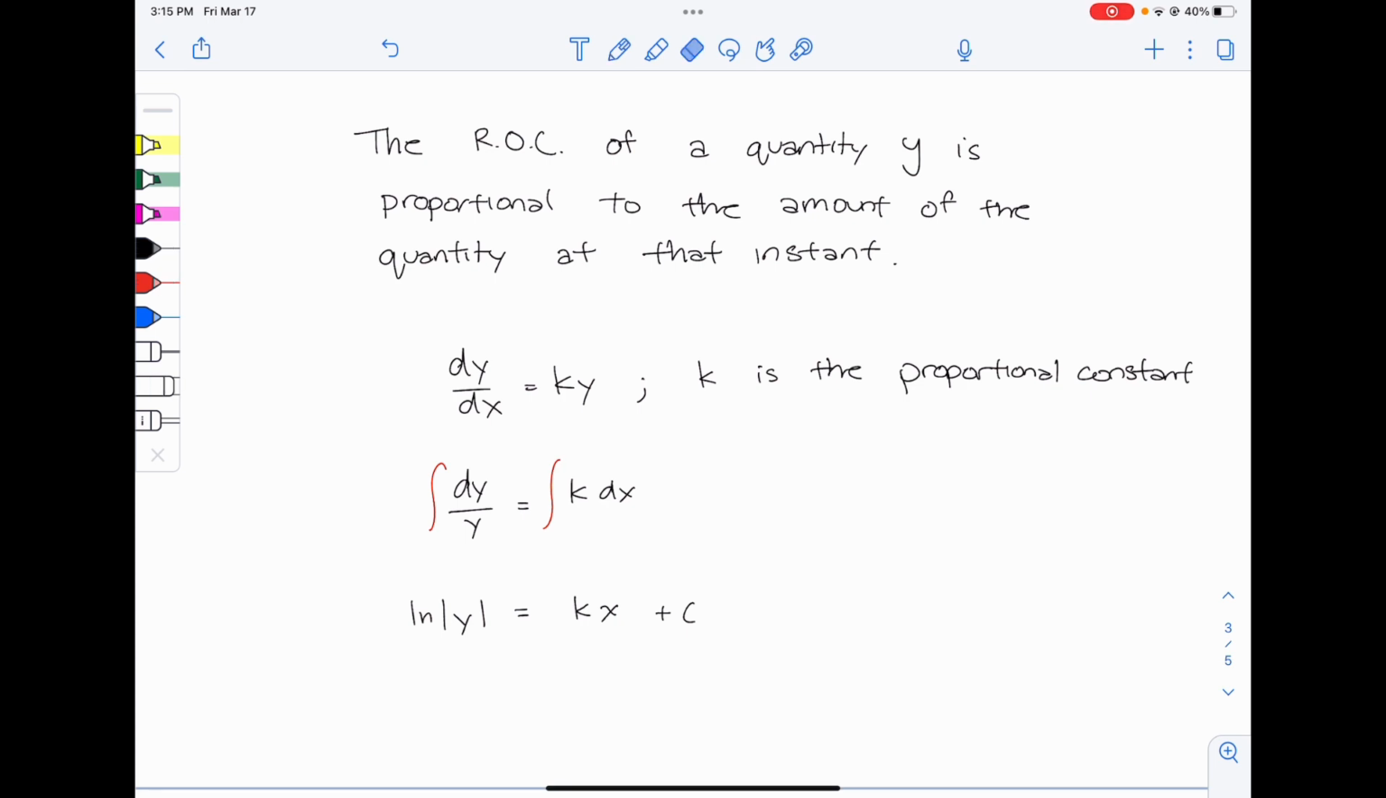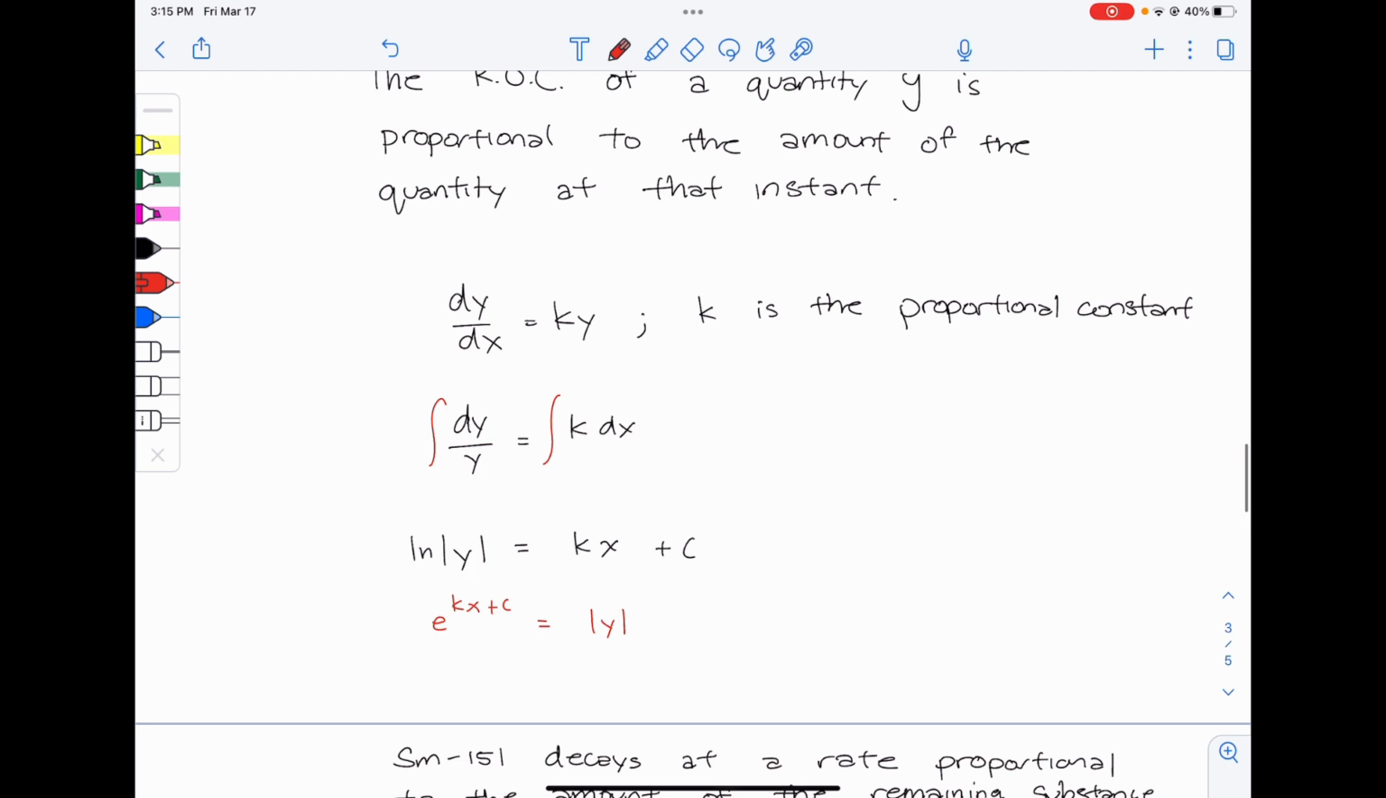We're going to go ahead and make it an exponential function now. e to the kx plus c is equal to the absolute value of y. Now, I don't know whether it's positive or negative, so I'm going to say this is the plus minus of e to the c times e to the kx is equal to the absolute value of y. And because I don't know if it's positive or minus, let me get rid of the absolute value sign and just replace this with a. Your generic function is y is equal to a times e to the kx.